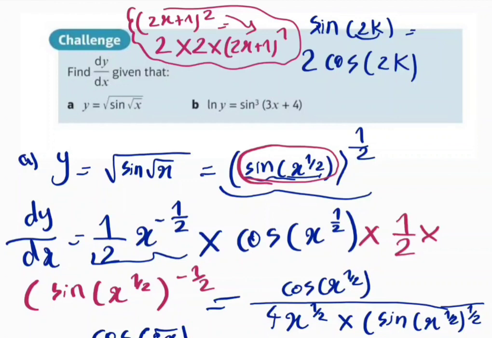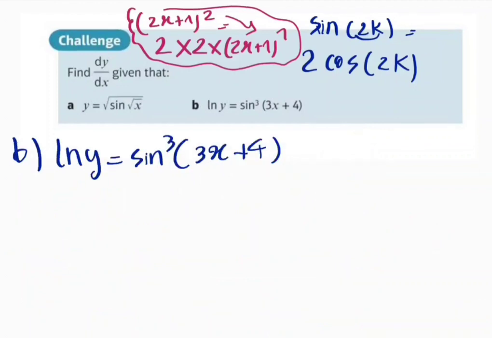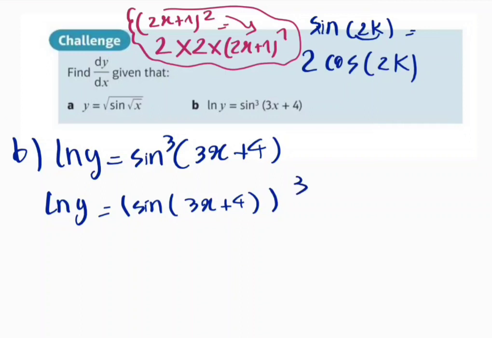So that's part A. Now let's do part B. We have the natural log of y is equal to sine 3x plus 4 cubed, because this 3 just means that, let's write it down. So then y is equal to sine 3x plus 4, now the whole thing to the power of 3. It's very important to notice this, because this is going to be helpful. When you see something in this form, it's better to write it in this form, because when you want to differentiate, the second form makes more sense.